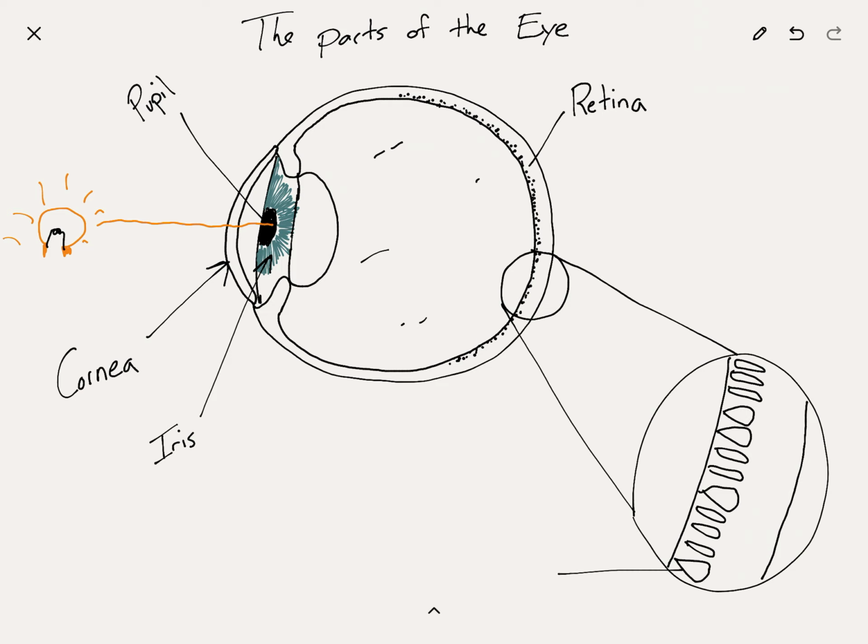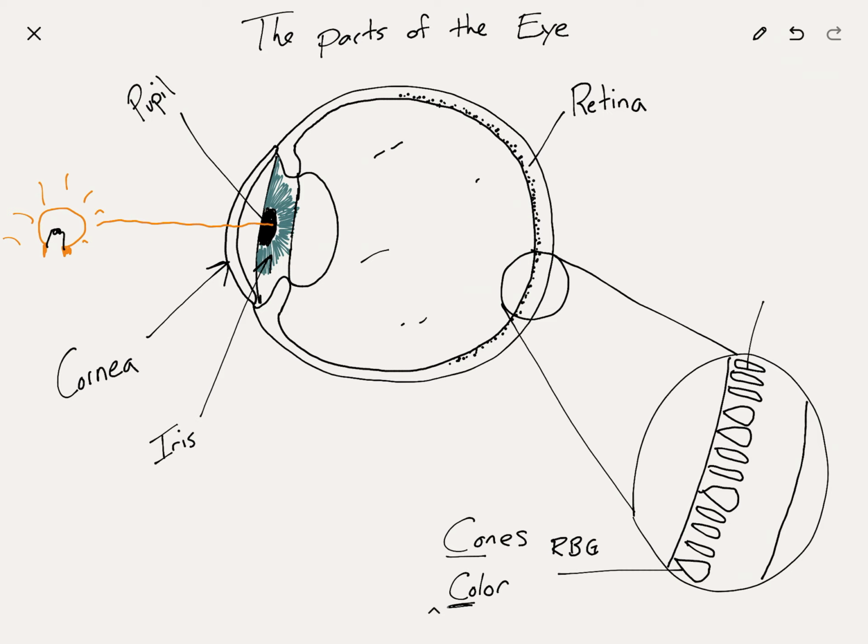Okay, so the cones deal in color. Okay, the cones deal in color. And the colors are red, blue, and green. Okay? So, red, blue, and green are the cones.